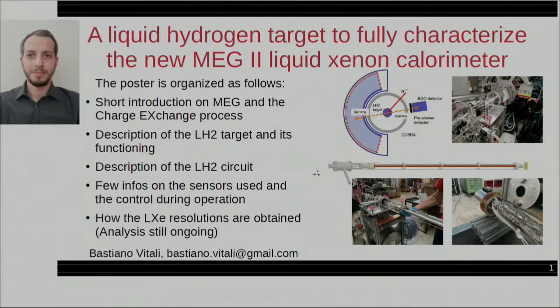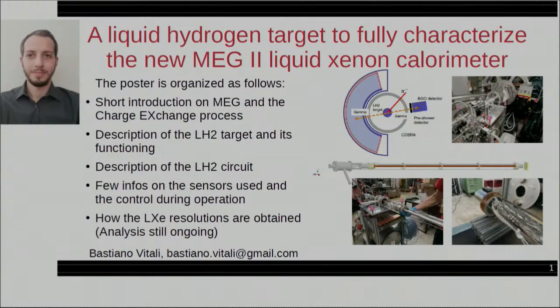Okay, so this next poster shows the liquid hydrogen target to fully characterize the new MEG2 liquid xenon calorimeter. To calibrate this detector, the most important calibration is the liquid hydrogen target plus a pi minus beam, which produces a charge exchange reaction, and the pi zero calibration. Pi zero decays into two gammas. If we select the back-to-back gammas, then 55 MeV gammas can be used, which is very close to the signal energy of 52.8 MeV. So this is a very important calibration.